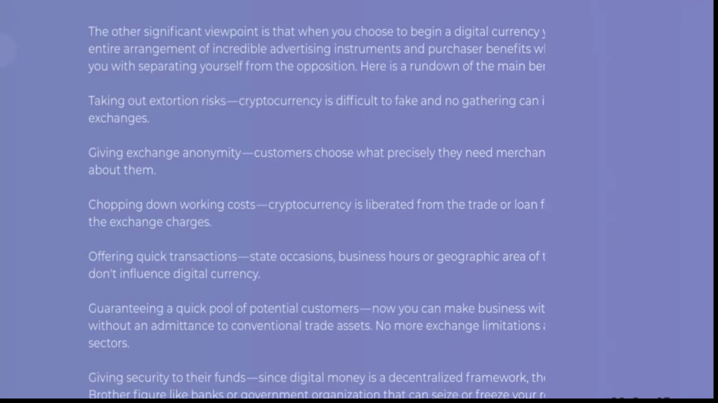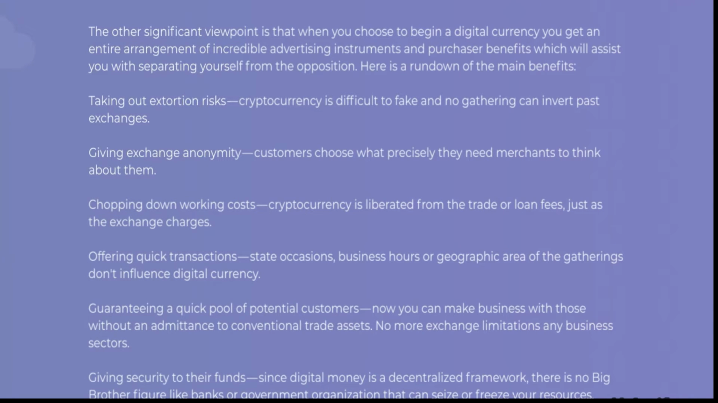Giving transaction anonymity, customers choose what exactly they want, merchants to think about them. Cutting down operating costs, cryptocurrency is free from the exchange or loan fees, as well as the transaction charges. Offering fast transactions, regardless of holidays, business hours or geographic location.